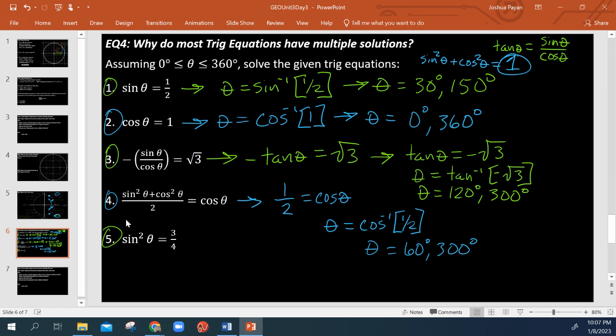And last example, so we have to be careful with this one. Sine squared theta equals 3 over 4. Well, we don't want to know sine squared theta. We just want to know sine theta. So we're going to take the square roots of both sides.